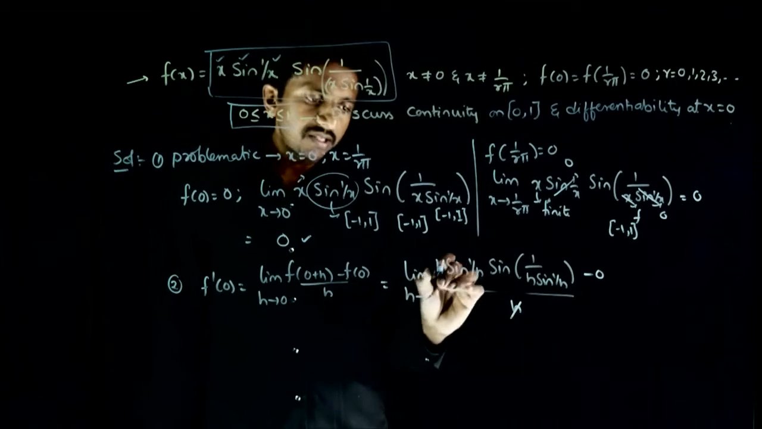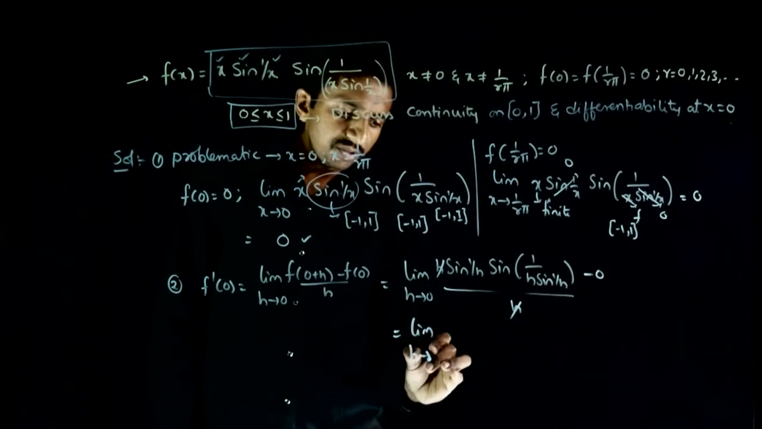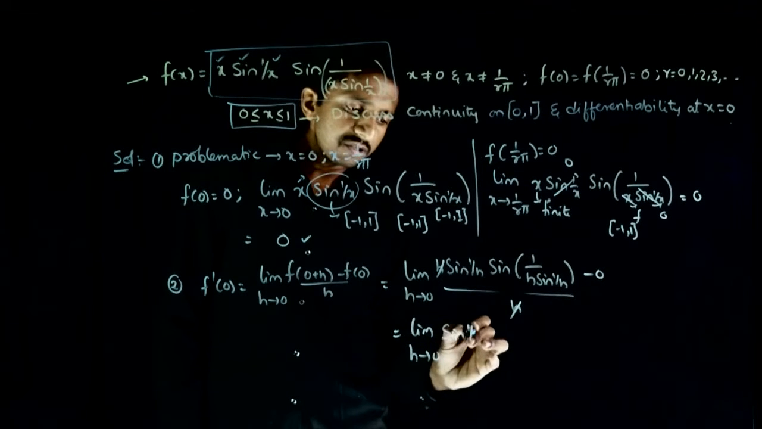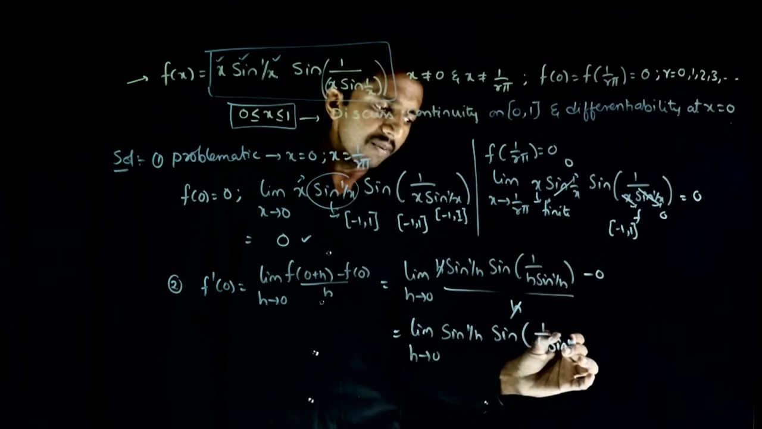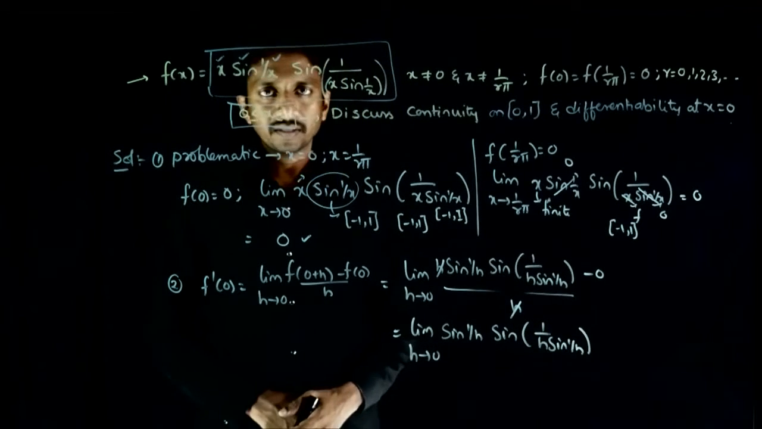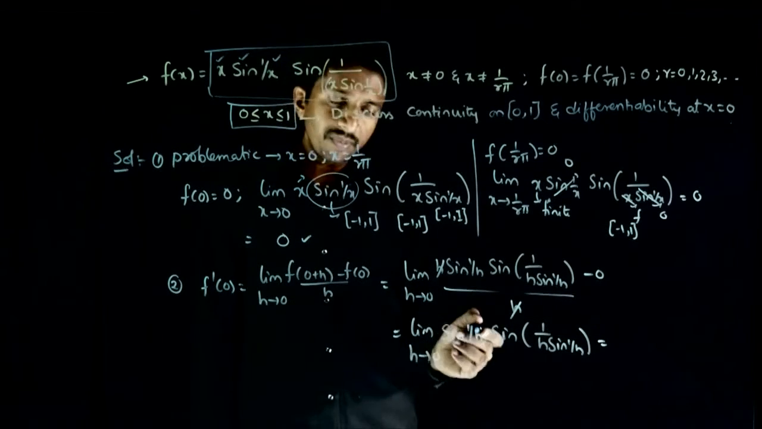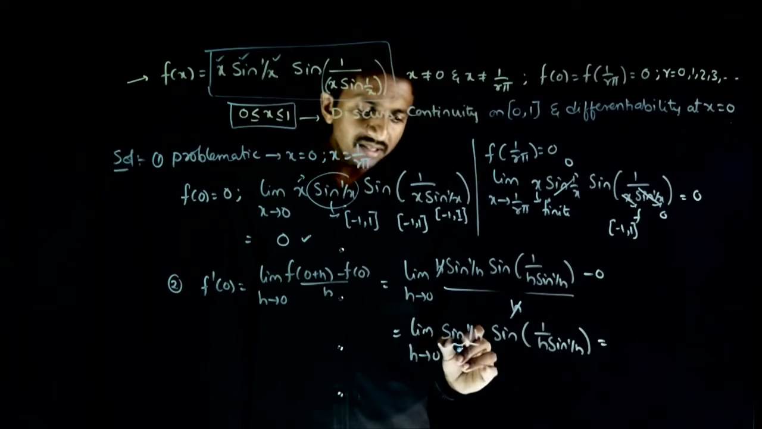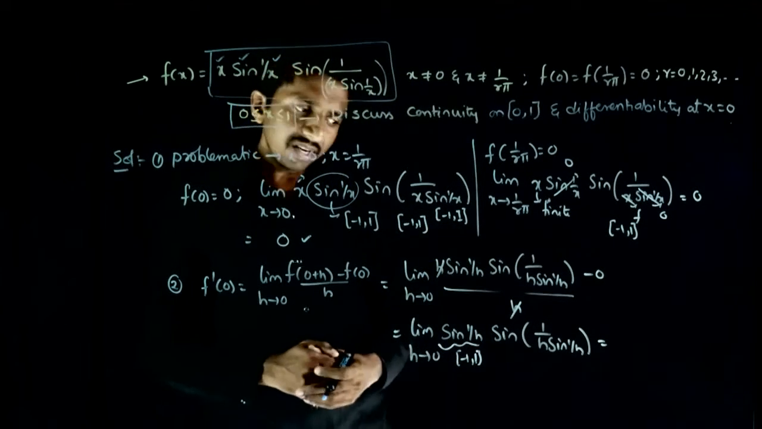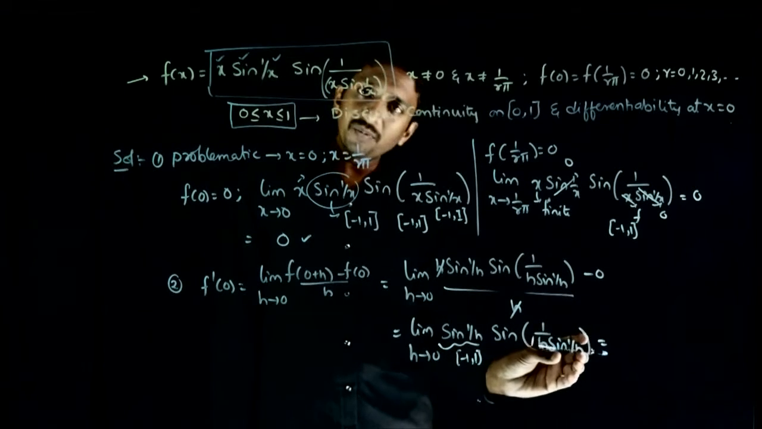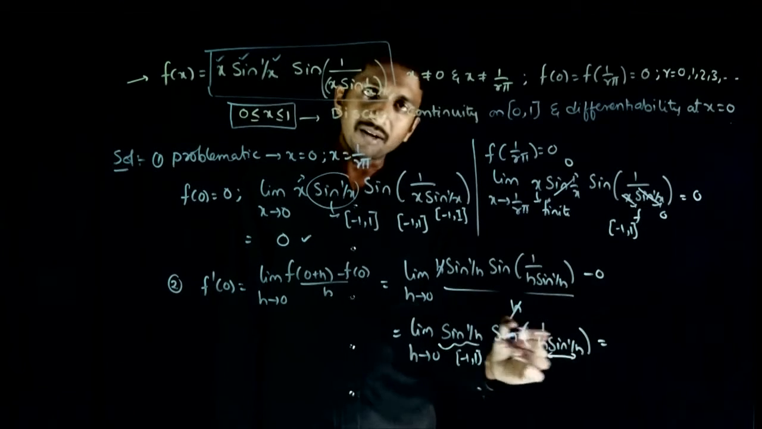So the h and h cancel. So that is equal to limit h tends to 0 of sine 1 by h. You can see h is tending to 0, so 1 by h tends to infinity. Sine 1 by h is not tending to anything, but it is some value between -1 and +1. It will oscillate between them. As h tends to 0, sine 1 by h is sine infinity, which oscillates between -1 and 1.